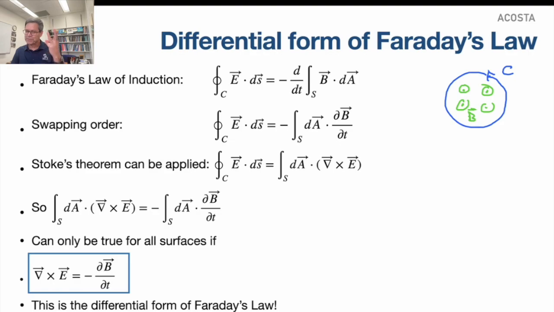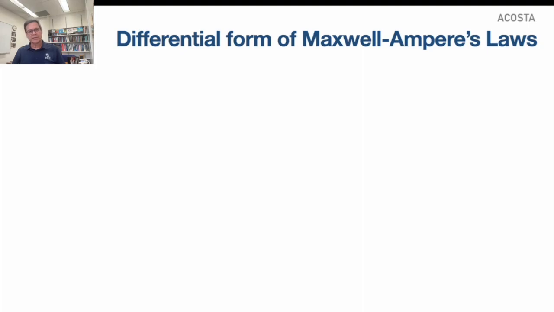All right, we've got 3 of Maxwell's equations down. Really one more to go, but that one more has kind of 2 equations within it. So let's move on to that. That is the differential form of Maxwell's and Ampere's laws, or the Maxwell-Ampere law.